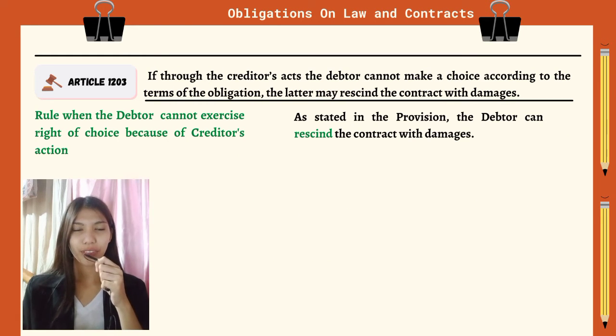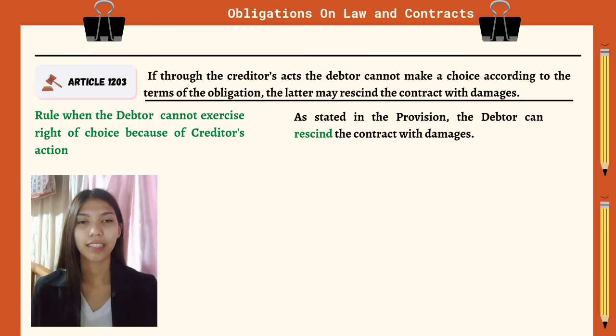Article 1203 provides that if through the creditor's act, the debtor cannot make a choice according to the terms of the obligation, the latter may rescind the contract with damages. So this article gives the rule when the debtor cannot exercise a right of choice because of the creditor's actions. So as stated in this provision, Article 1203, the latter or the debtor can rescind with damages.